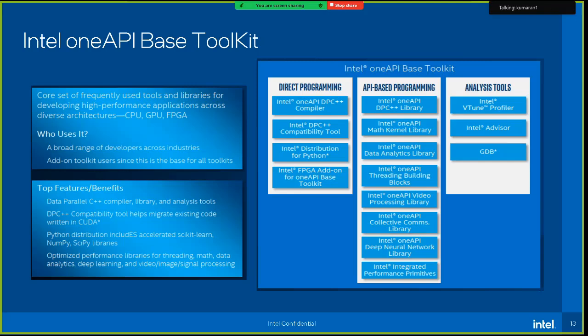Correct. You say it was Intel's decision to provide all of these libraries to ease the developer's life when they are trying to run the workload on the x86 architecture.